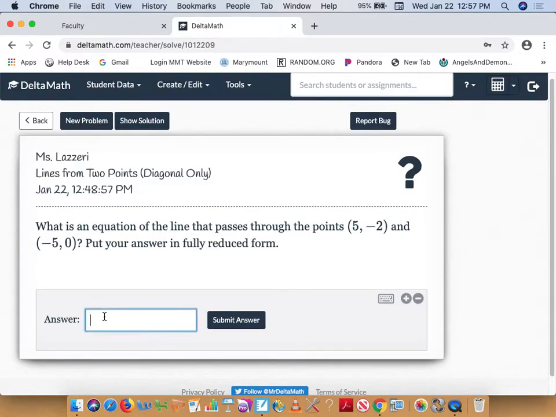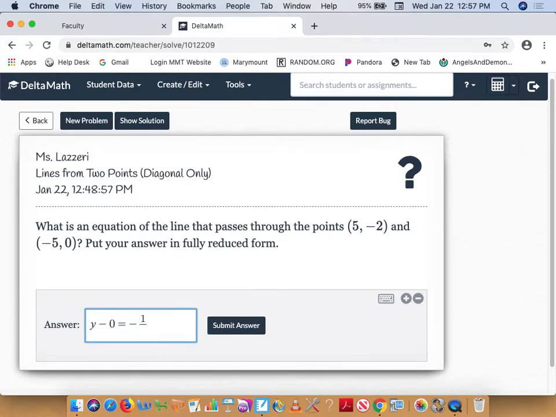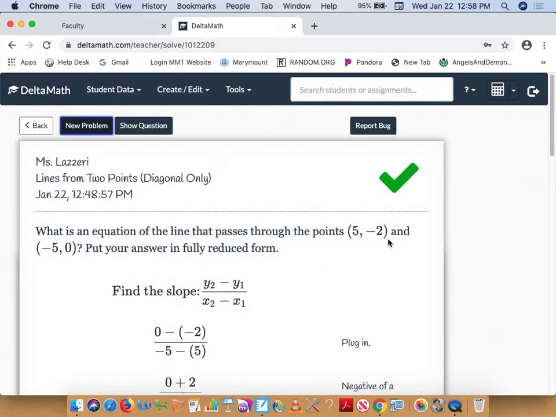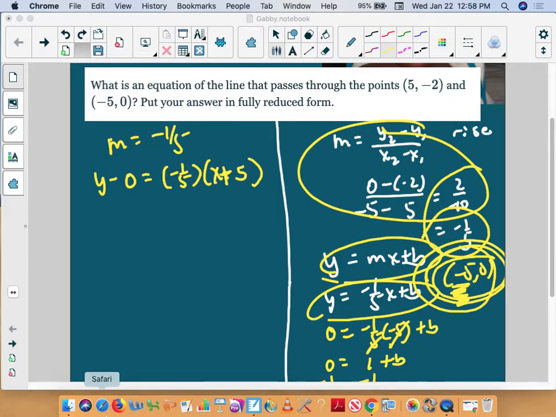So I had y minus 0, which there's no reason to type in 0, but I'll do it just for now because it could have been a different number. You don't have to fill in 0. Equals negative 1/5 and parentheses x plus 5 I think is what I had. So you just find the slope and fill in whichever point you want and it should take it. Okay? So if no one says what form they want it in, pick and choose.